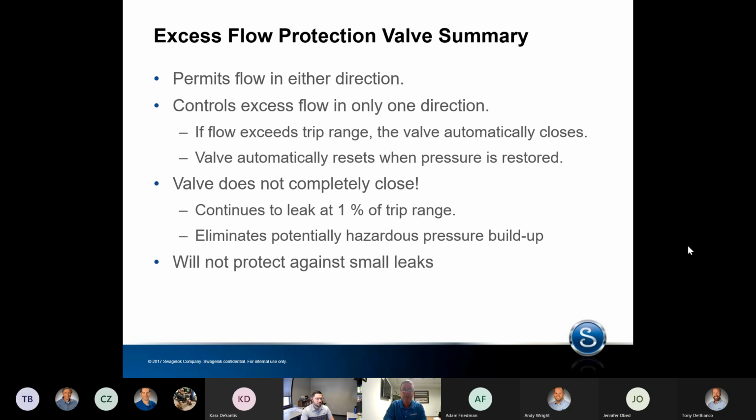So just remember, excess flow valves permit flow in either direction. They control flow in only one direction. If the flow exceeds the trip range, the valve will close. The valve reopens when the pressure is restored. It's important to remember this valve does not completely close. It will continue to allow leakage at about 1% of the trip range. This eliminates the potential for hazardous pressure buildup behind the valve. Finally, they're not intended to protect against small leaks.